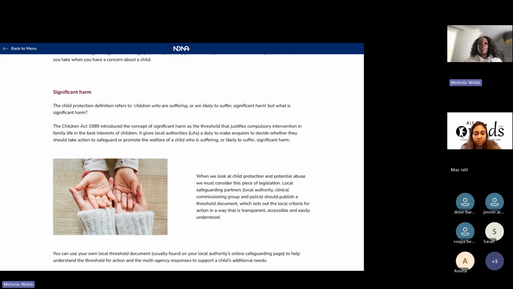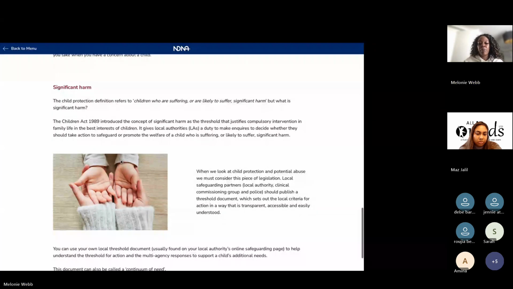So it gives local authorities a duty to make inquiries to decide whether or not they should take action to safeguard or promote the welfare of a child who is suffering or likely to suffer significant harm. When we look at child protection and potential abuse, we must consider that piece of legislation. Local safeguarding partners, as in your local authority or the police, should publish a threshold document which sets out the local criteria for action in a way that is transparent, accessible, and easily understood.